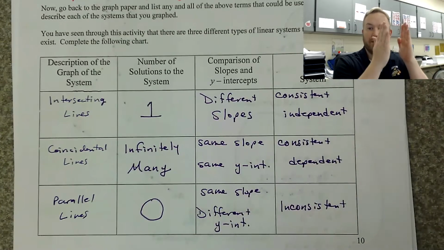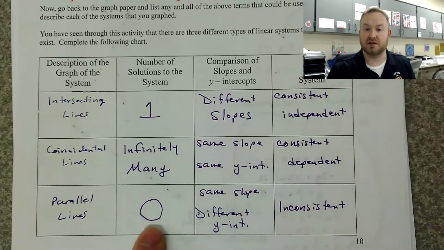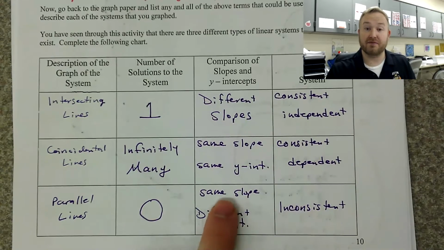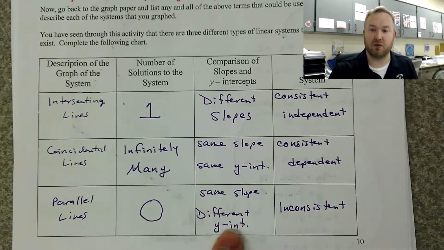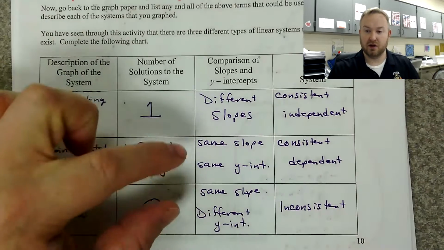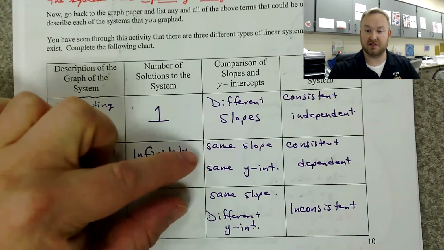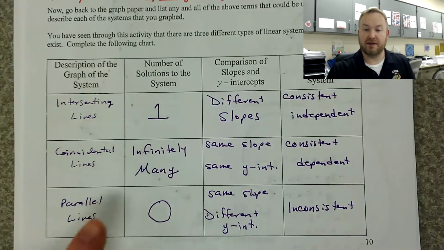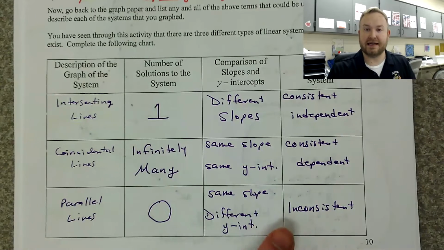If the lines are parallel, the system has no solution. The lines are parallel, they have the same slope, but they will have different y-intercepts. Notice the difference between these two cases here. If there's no solution, the system is inconsistent.